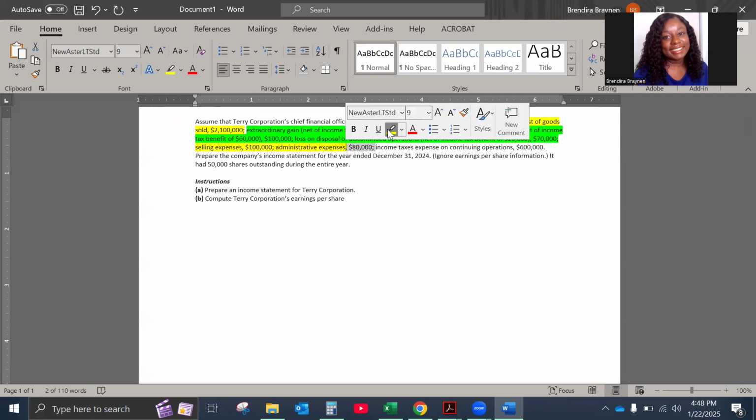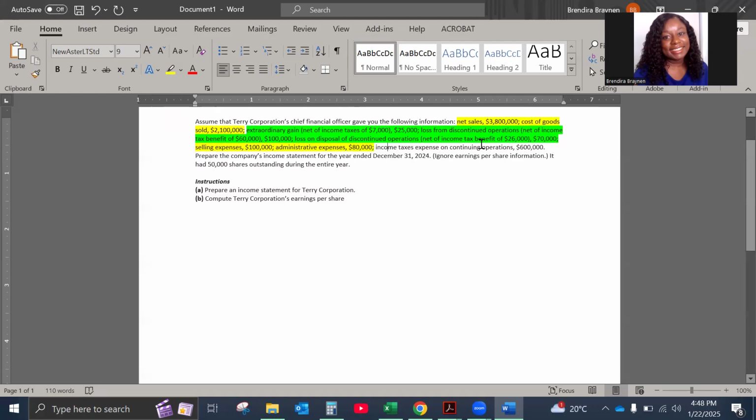And then they say we have income tax expense on continuing operations. Okay. And then prepare the company's income statement for the year ended December 31st. I'm not going to ignore that, so let's take that out. And so we're going to assume that the company has 50,000 shares outstanding during the year. And then we're going to prepare the income statement and compute the earnings per share.